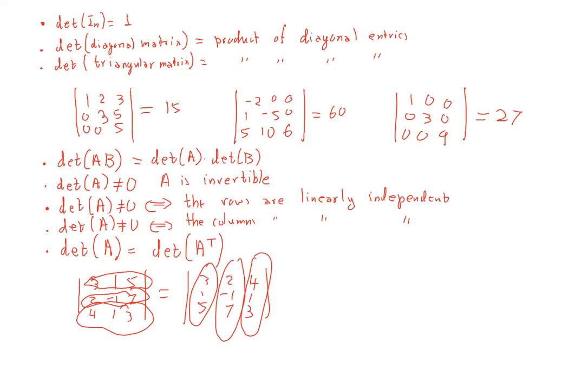Exactly. That's why I wrote it. It goes both ways. So the determinant is non-zero if and only if the matrix is invertible. If it's invertible, it's non-zero. If it's non-zero, then the matrix is invertible.